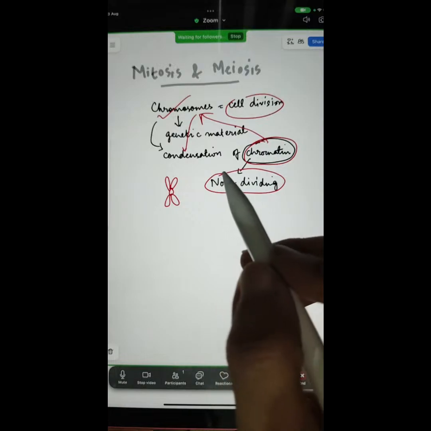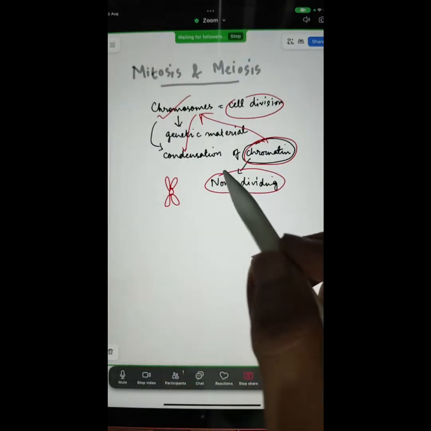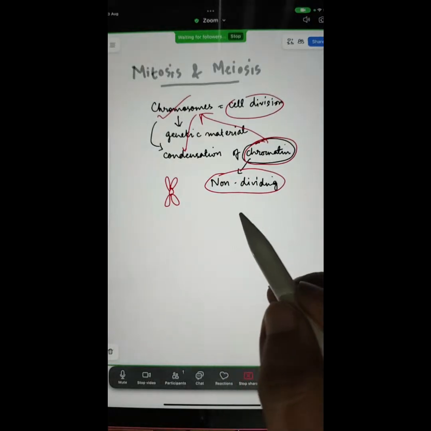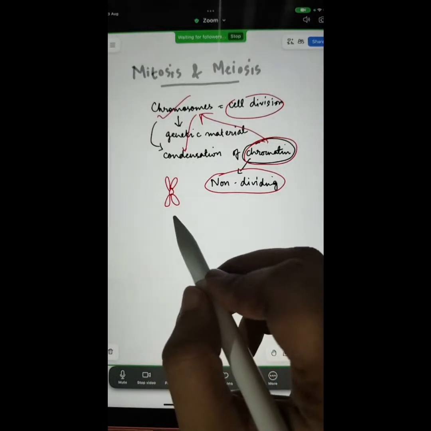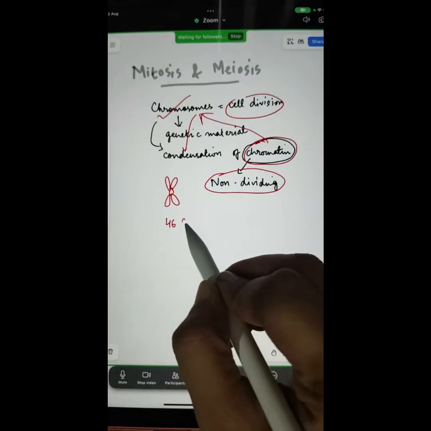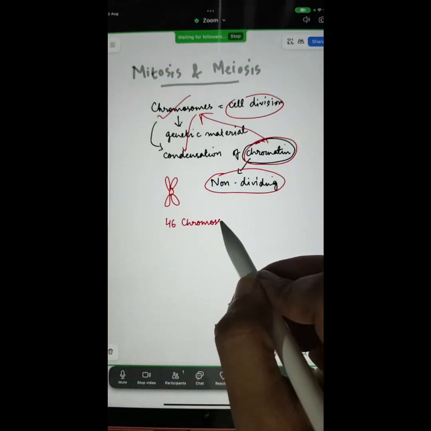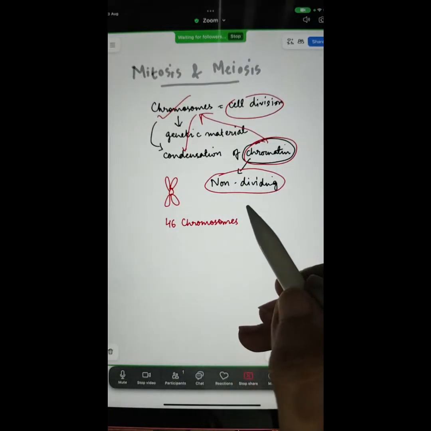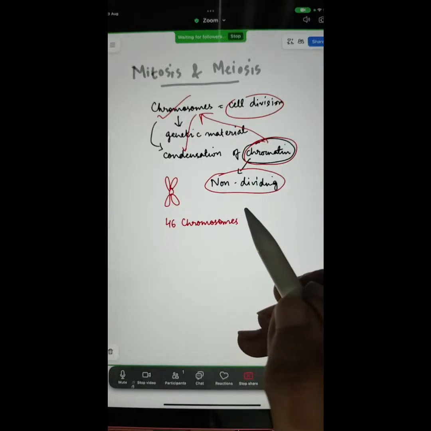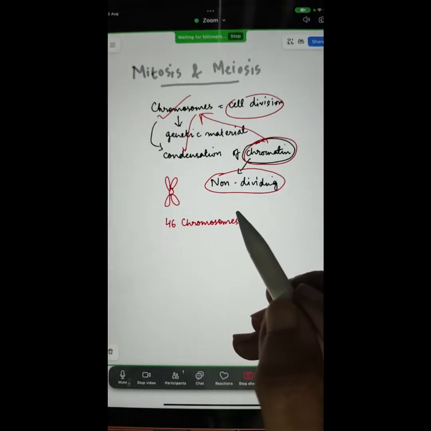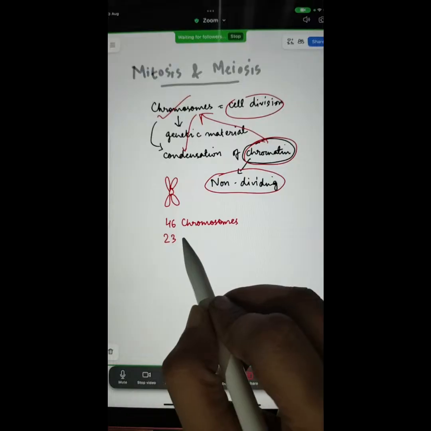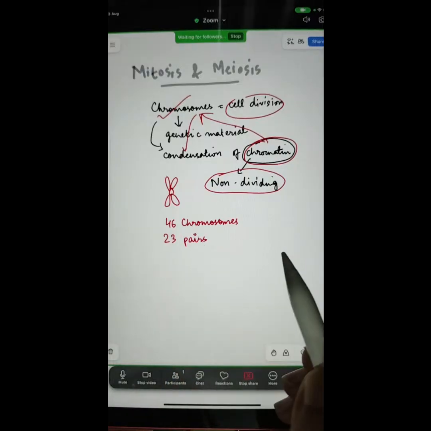So one chromosome generally looks like this. We are not going to discuss the morphology or the general look of the chromosome. Here we will be discussing how many chromosomes are there in the human body normally, right? So there are 46 chromosomes in each cell of the human body. Of course, 46 chromosomes will not be there in the sperms in human male and ovum in human females. We are talking in general, right? So 46 chromosomes can also be known as 23 pairs.